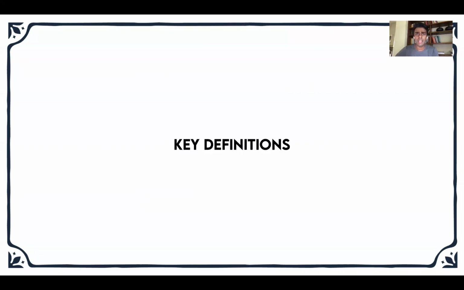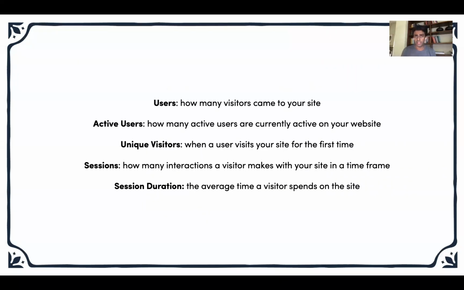So now for some key definitions before we go through a bit of a walkthrough. When I refer to users, and when you see users on GA, it's the amount of visitors that came to your site. Active users, which is quite self-explanatory, are how many are currently active on your site. So as you're on GA, you will see maybe there'll be 3 people in the world on your site. Then you have unique visitors, which is a user visiting your site for the first time, meaning they've never been on your site before.